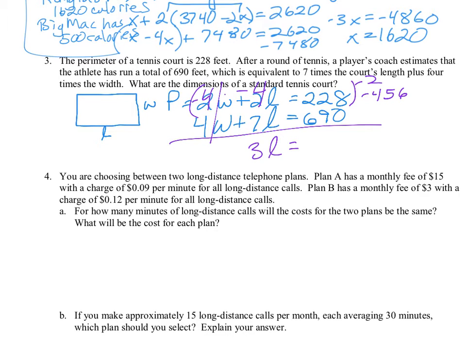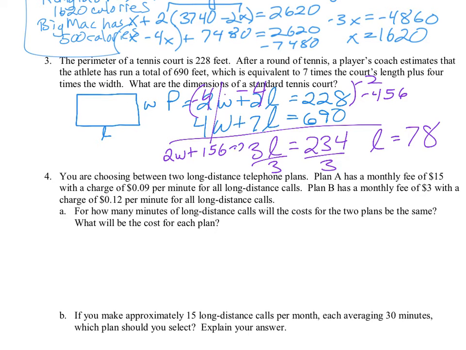690 minus 456. We get 234. We divide each side by 3. L is going to be 78. So it's 78 feet long, and now we have to look for the width. So we plug the L into either of the 2 equations. I have 2W plus 2 times L. So 2 times L is 154. Pardon, 156.